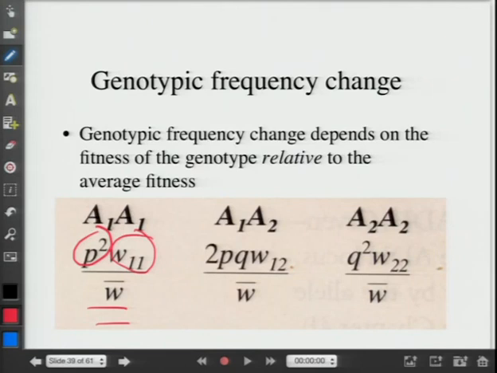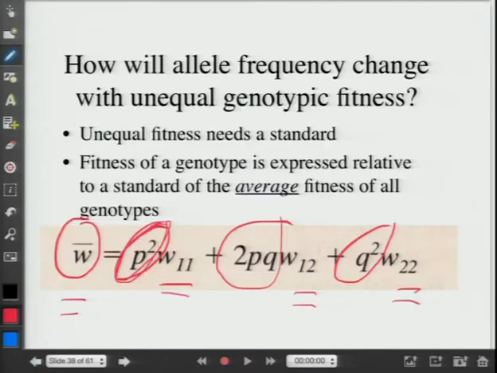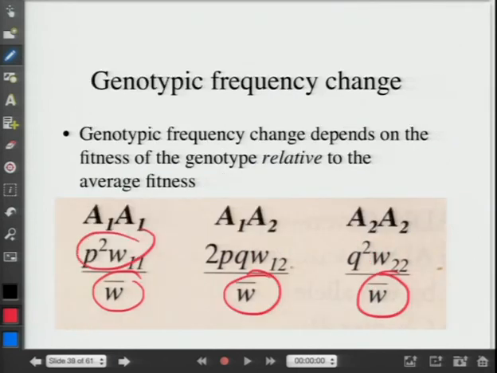If we want to compare the fitness of these different genotypes, we need a common standard to compare them to. So that common standard is mean fitness. They're all being divided by the same thing. And this mean fitness is calculated based on the fitnesses of each of those genotypes. I'll go back a slide. So mean fitness comes from the collection of all of them. And so then each of them is expressed relative to that metric, which reflects how they all do collectively. So it's just a way to standardize the relative fitness of a genotype. Okay?